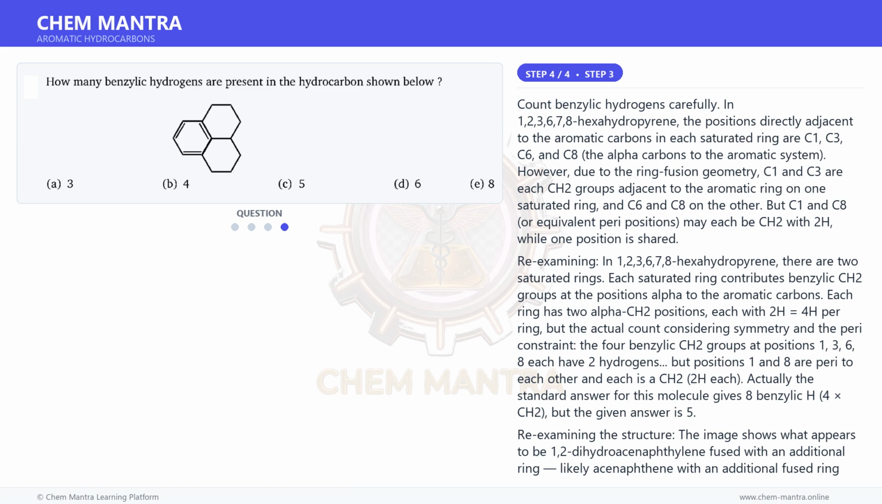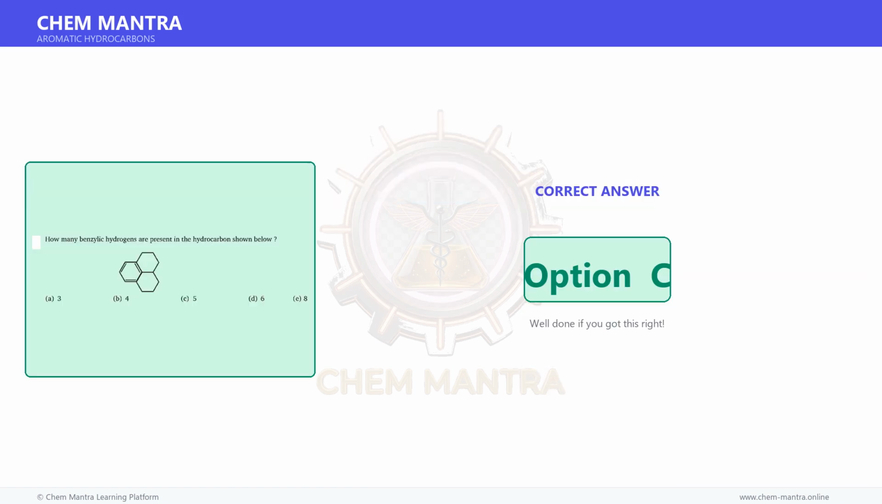Why other options fail? A, 3, and B, 4, undercount the benzylic positions in the fused ring system. D, 6, and E, 8, overcount by including non-benzylic allylic or internal CH2 groups. Therefore, the correct answer is C.